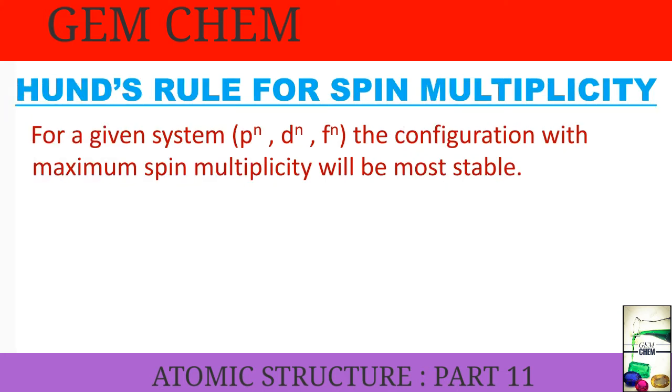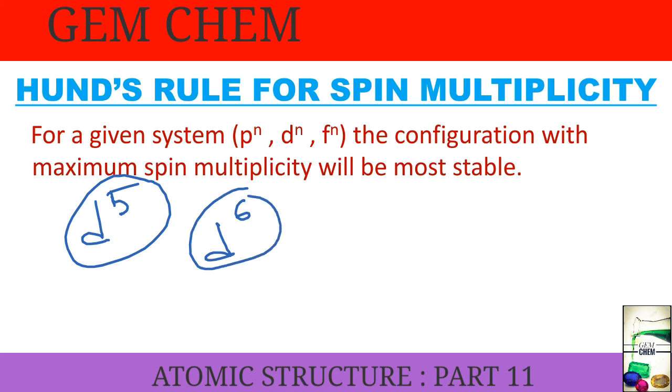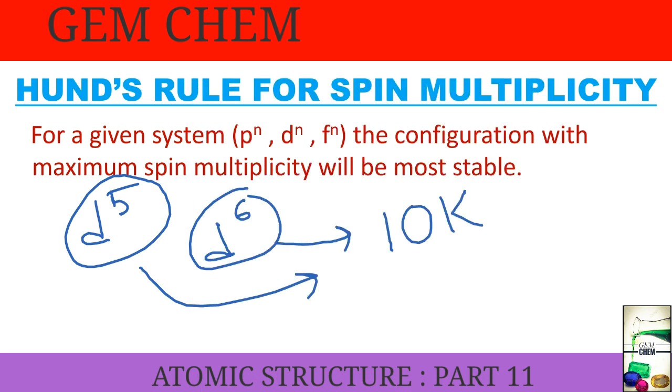Why among d5 and d6 is d5 more stable? Though both have 10K values, that is, d5 and d6 have the same exchange energy, we still find that d5 is more stable. So what is the reason? How can we justify it with Hund's rule?